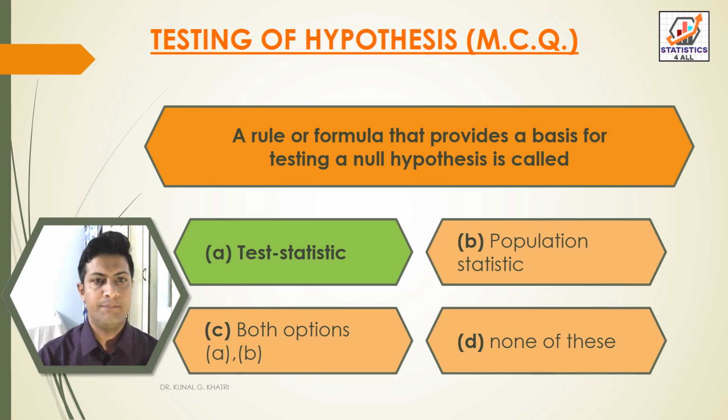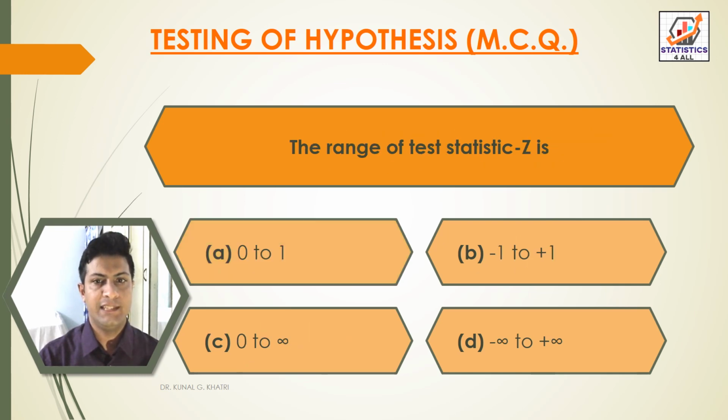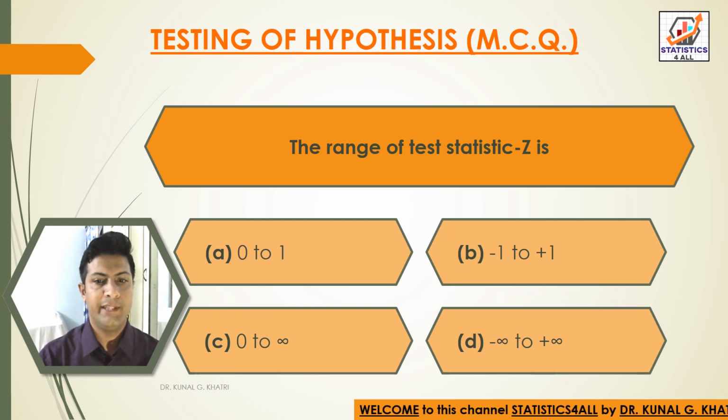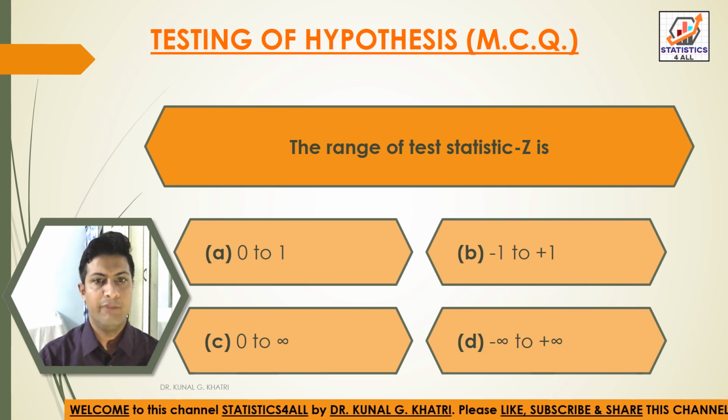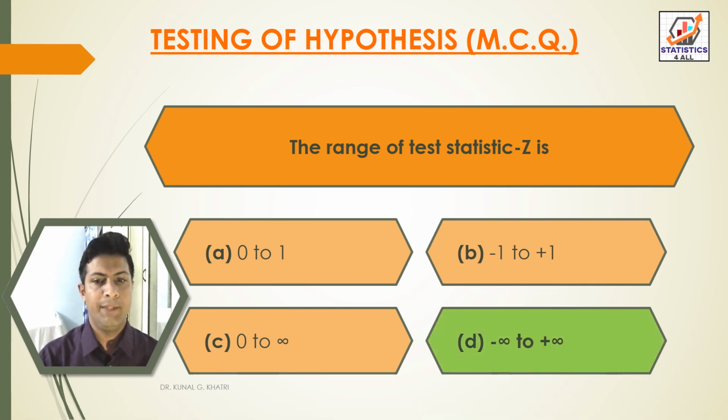Next question. The range of test statistic Z is option A 0 to 1, option B minus 1 to plus 1, option C 0 to infinity, option D minus infinity to plus infinity. So here we have answer option D, that is minus infinity to plus infinity. The range of test statistic Z is minus infinity to plus infinity.